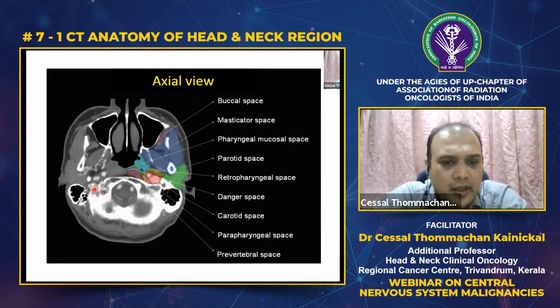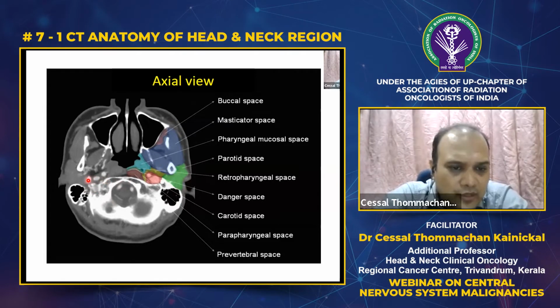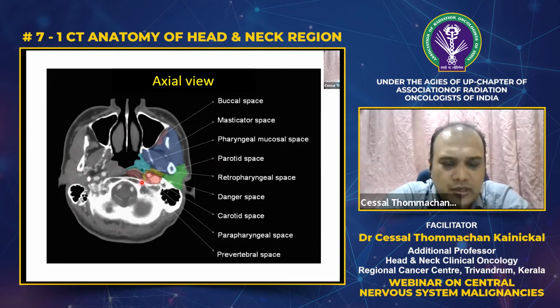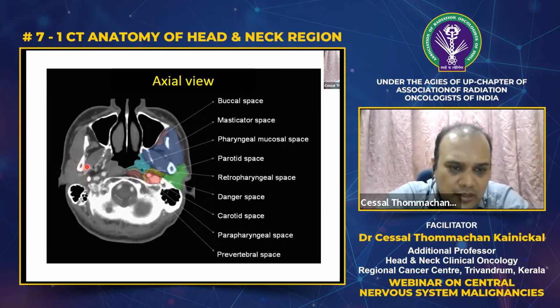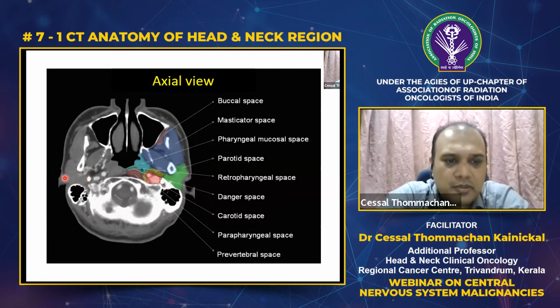This is the carotid sheath here. This is the styloid process. So this is the parotid gland. When you contour the parotid gland, you have to take it up to the styloid process and also go beyond that. So this is the parotid gland.